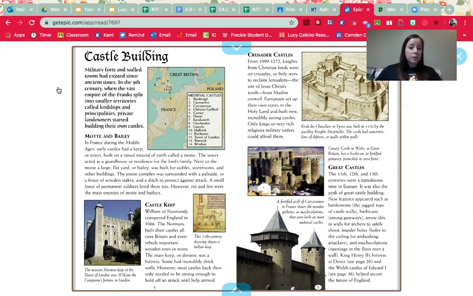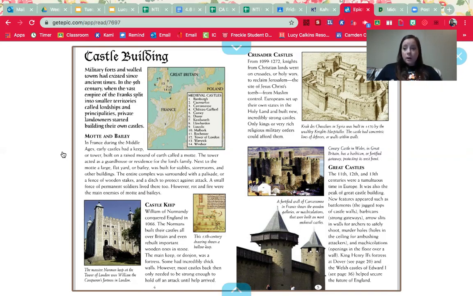In the 9th century, when the vast empire of the Franks split into smaller territories called lordships and principalities, private landowners started building their own castles. Motte and Bailey. In France during the Middle Ages, early castles had a keep or a tower, built on a raised mound of earth called a motte.